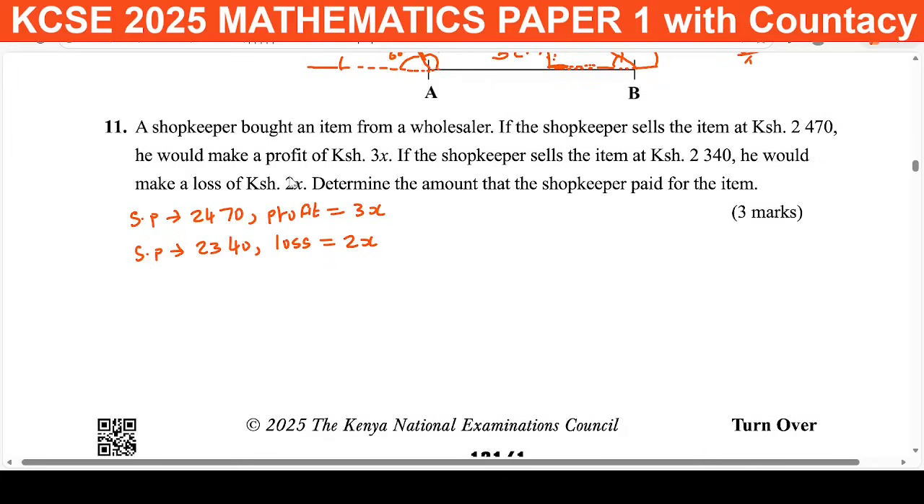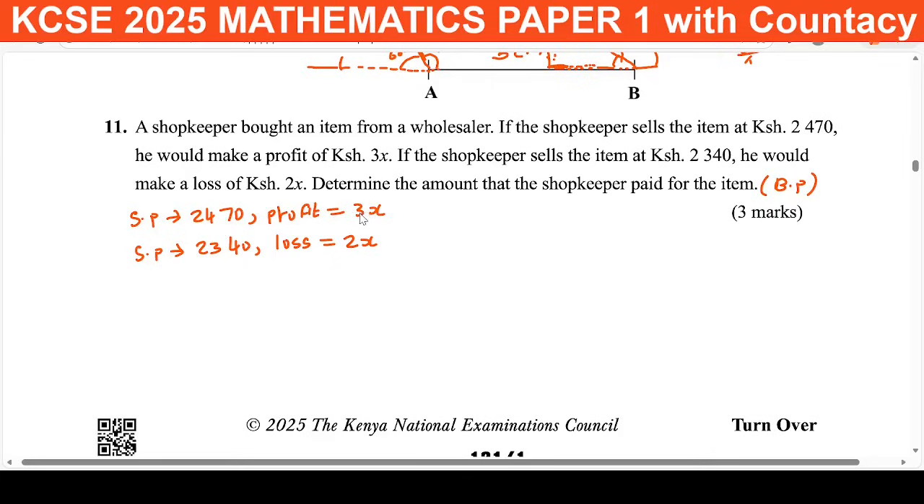So one thing that we really need to find is the amount that the shopkeeper paid for the item. In other terms, the amount that the shopkeeper paid for the item, that is definitely the buying price. So the question is actually hiding out the word buying price, and that is what they want us to find. And I believe that we can be able to do that. But how can we really be able to do that? Let's get into it. So we are having the selling price is 24.70. You'd make a profit of 3x.